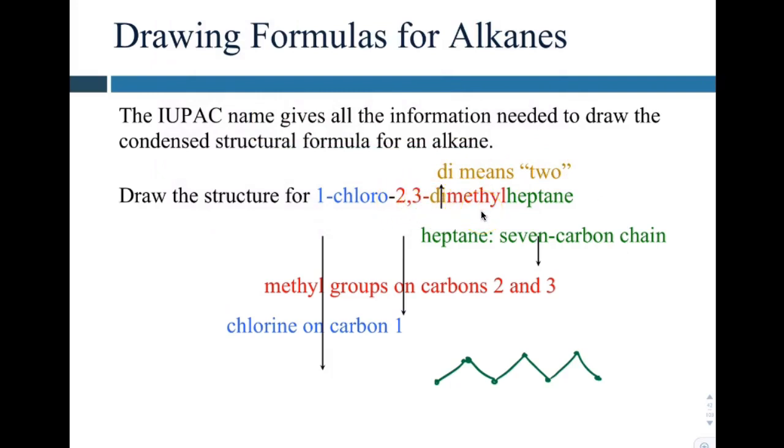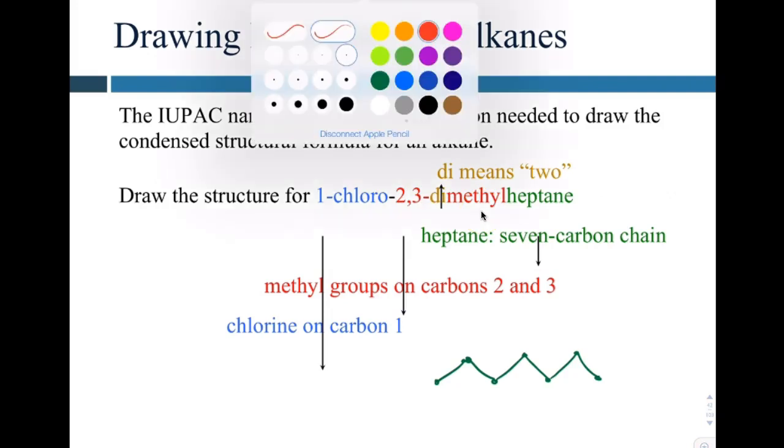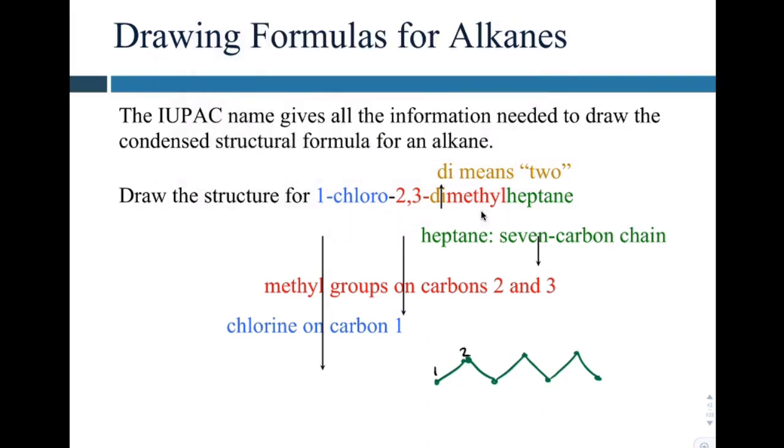Now, when I'm drawing the structure, I can start counting from wherever I want. I like to count left to right. And so I'm going to say this is carbon 1, 2, 3, 4, 5, 6, 7. And so my methyls are hanging off of carbons 2 and 3, so I'm going to stick a methyl here, stick a methyl here. That means there's 2 methyls. Now, dimethyl is not the same as ethyl. Ethyl would be like 2 kinks in a chain. Methyl is just one little dot hanging off.